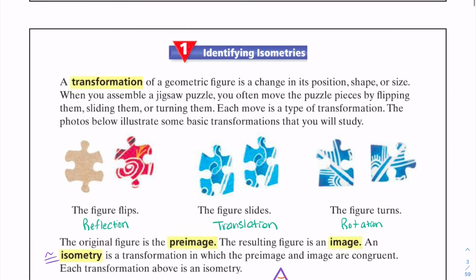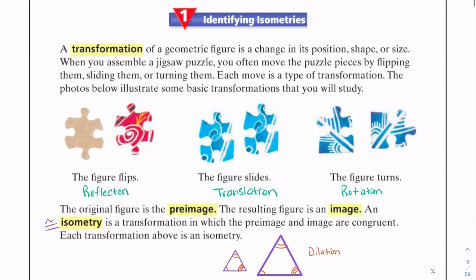So identifying isometries. A transformation of a geometric figure is a change in its position, shape, or size. These three do change its position, but not its shape or size. Dilations affect size, but not necessarily shape.